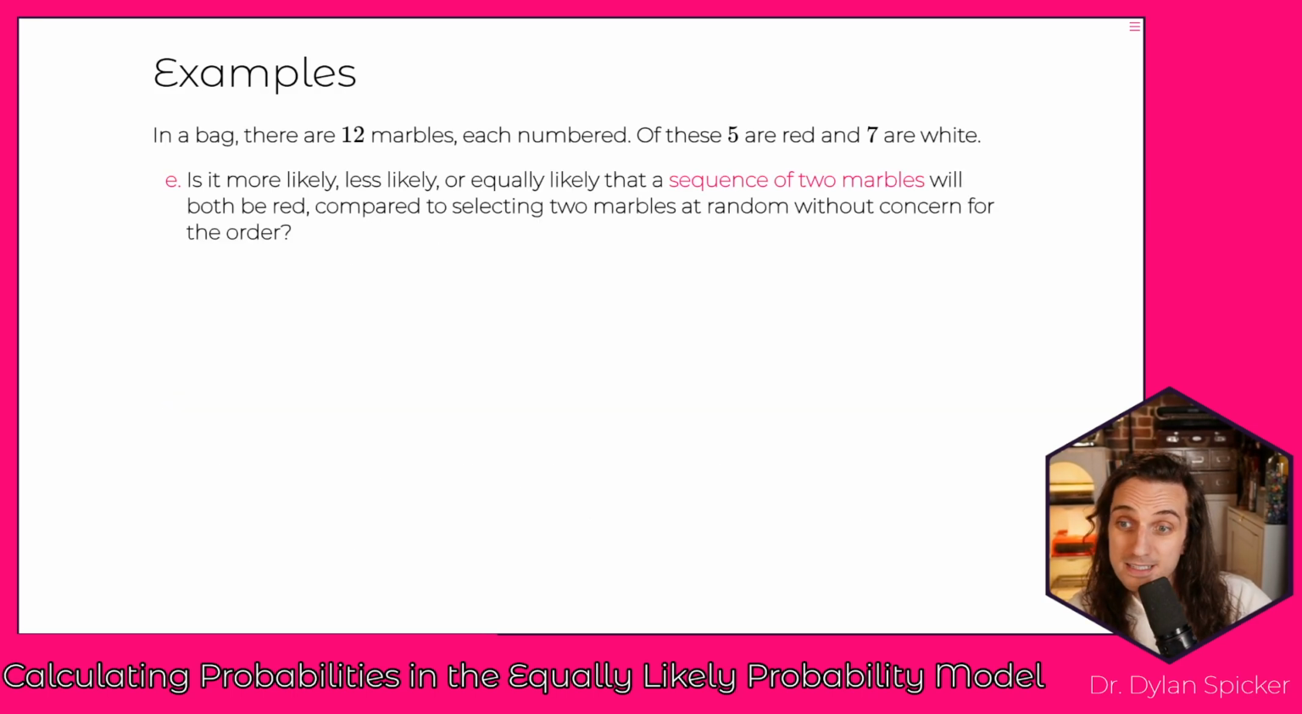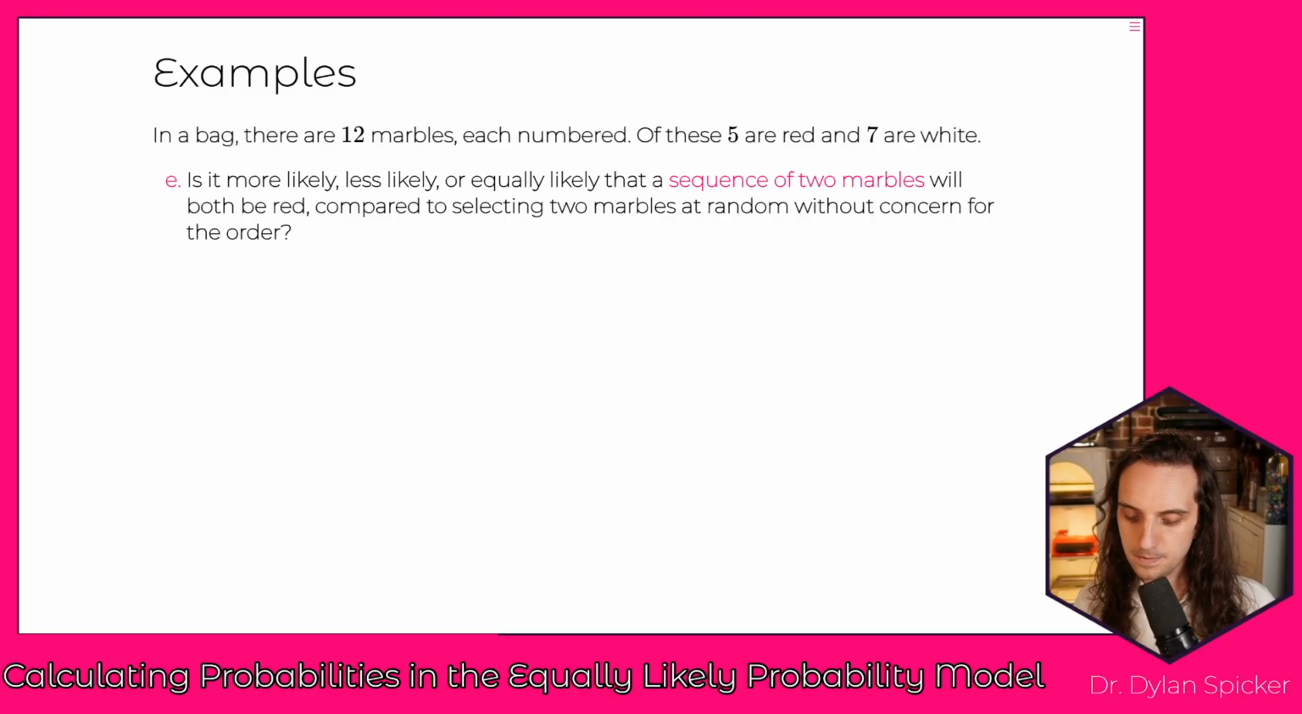Part E. Is it more likely, less likely, or equally likely that a sequence of 2 marbles is going to both be red compared to selecting 2 marbles at random without concern for the order? Right? So what are we asking here? Well, we want to get 2 red marbles, and we want to know, is it going to be more likely, less likely, or equally likely if we treat those marbles as a sequence, or if we treat those marbles as being unordered? Okay, so I'd encourage you to think about this a little bit logically before we give the answer here.